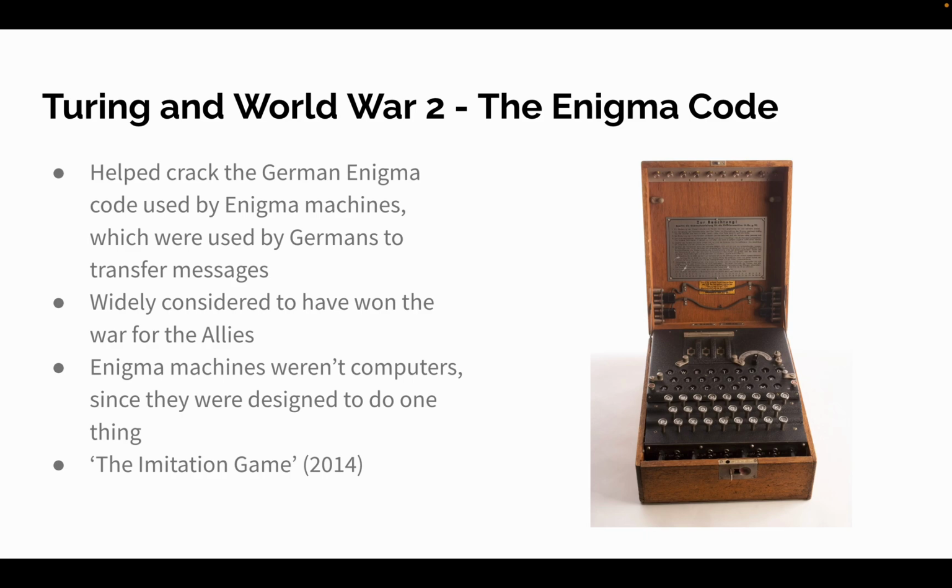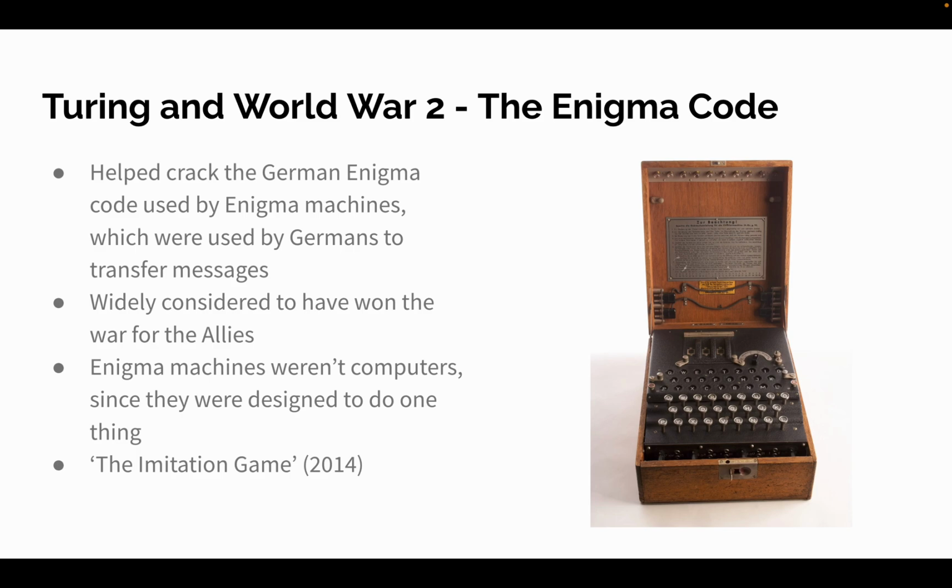Back to Turing. So we're in the height of the war now. He was part of the team at Bletchley Park who helped crack the German Enigma code, which was used by the Enigma machines. You can see I've got a picture here. These were used by the Germans to transfer messages, and by cracking the code they were able to intercept German messages and save lives, and this was widely considered to have won the war for the Allies. So it was hugely important, and tragically Alan Turing suffered a very unfortunate end after horrible mistreatment by the UK government, but that's besides the point.